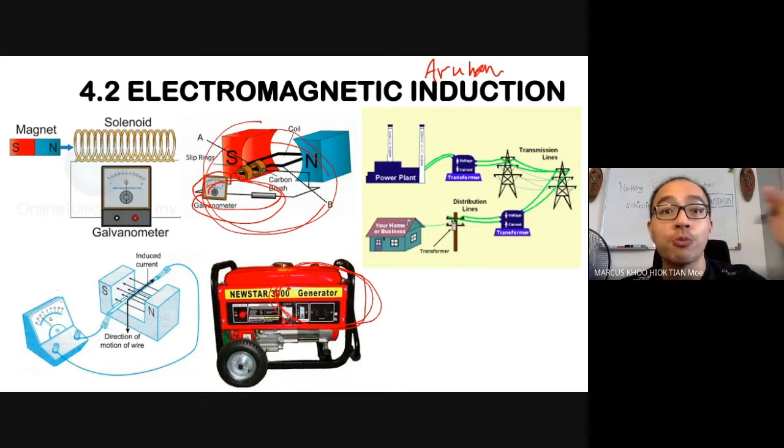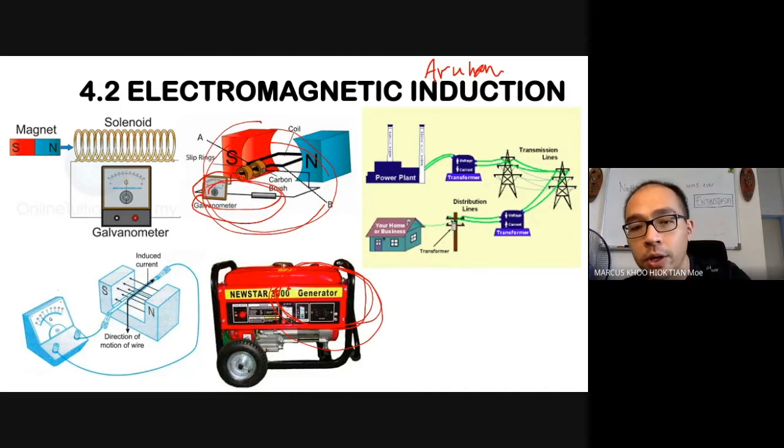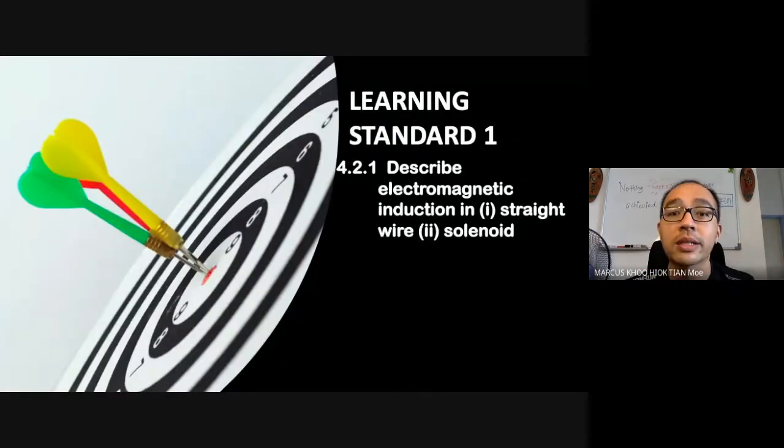Motor is to produce movement. Dia guna current untuk menghasilkan pergerakan. But electromagnetic induction is the other way around. Dia menghasilkan current. Dengan menggunakan apa? That's what we're going to see today. So the first thing we need to know is to describe electromagnetic induction in a straight wire and in a solenoid. Two different situations.